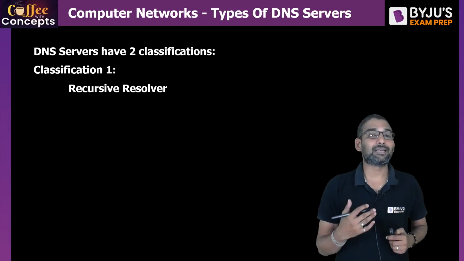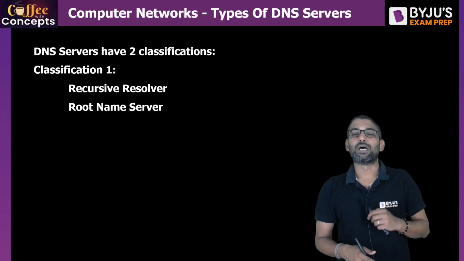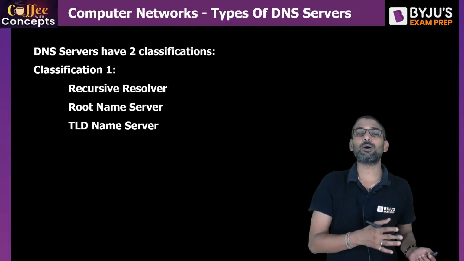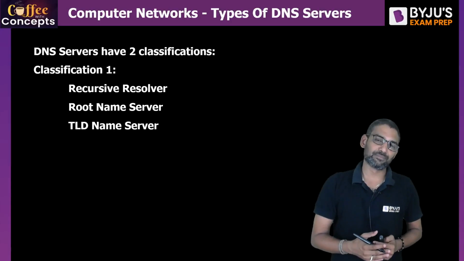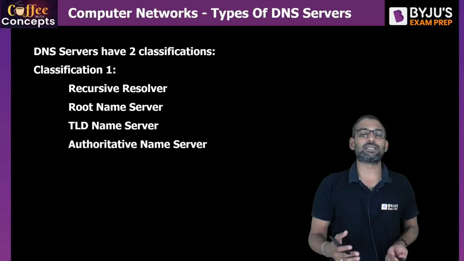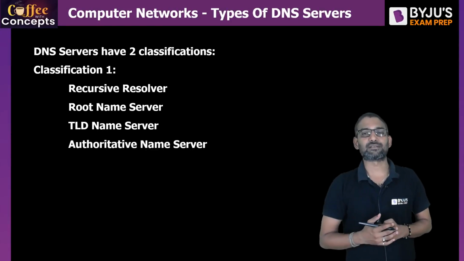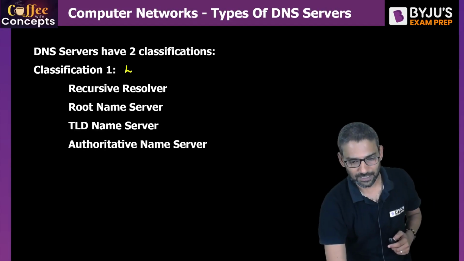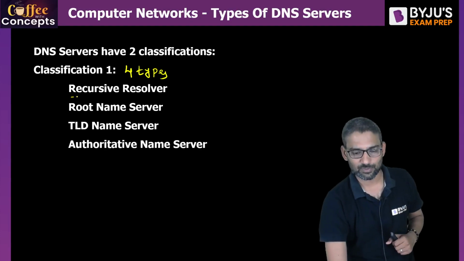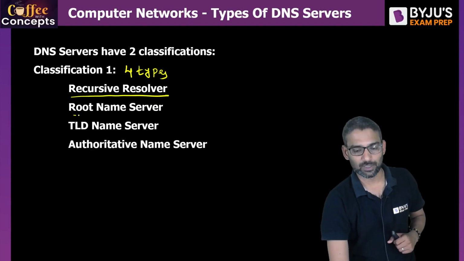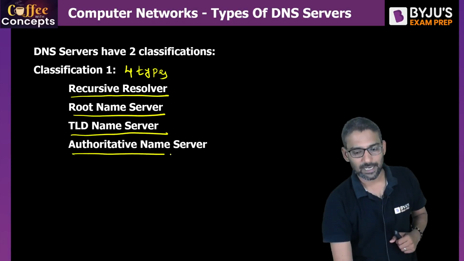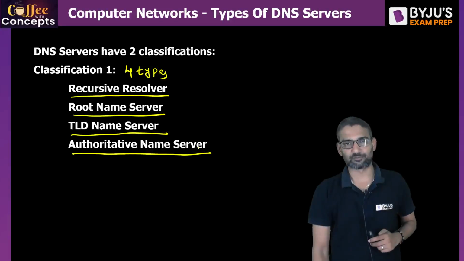One is the recursive resolver, the other is the root name server, the other is the top level domain name server, and the fourth type of DNS server is the authoritative DNS server. So as per classification 1, there are 4 types of DNS servers: recursive resolver, root name server, top level domain name server, and authoritative name server.